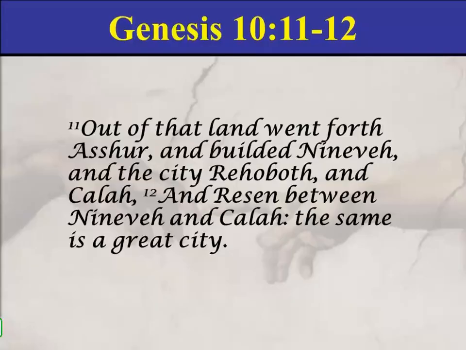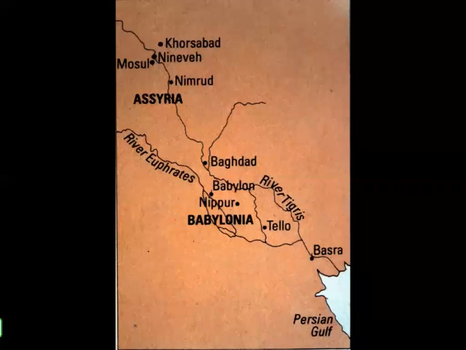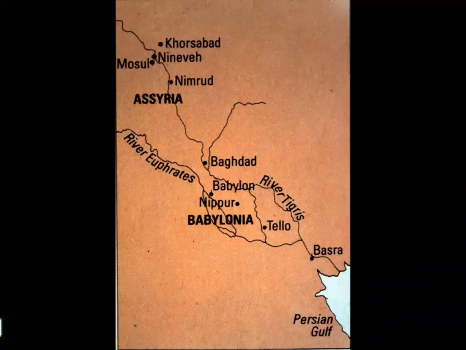Reference is made in Genesis 10 verse 11 to 12 to Asher in northern Mesopotamia, which later developed into the Assyrian Empire, involving the cities of Nineveh, Rehoboth, Calah, which incidentally later became known as Nimrod. The locality of Assyria in northern Mesopotamia, that's northern Iraq, can be seen on this map, along with some of the cities that are mentioned in Genesis 10 verse 11.